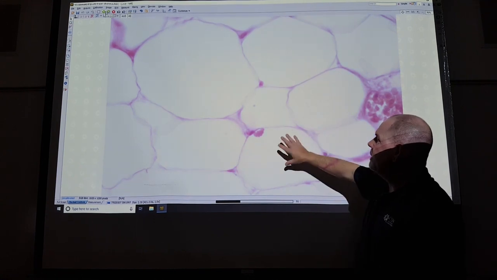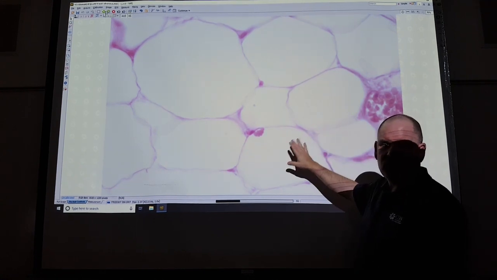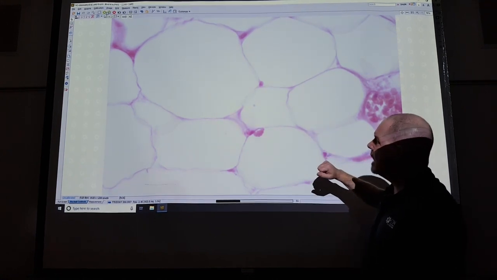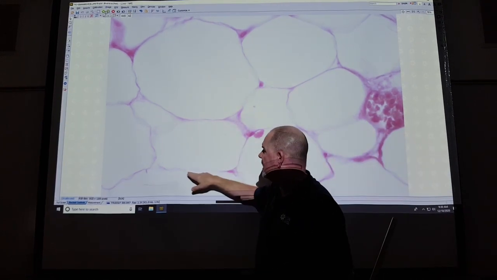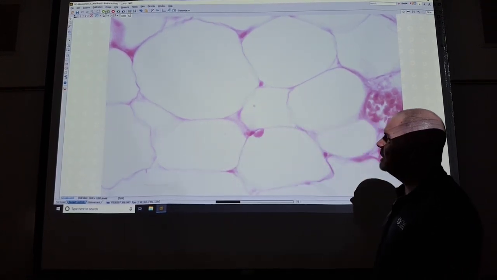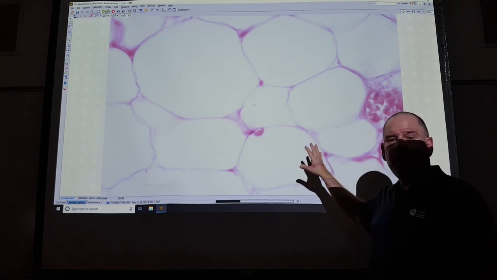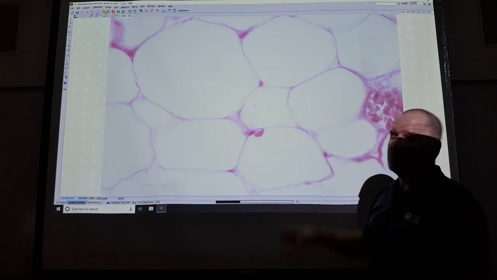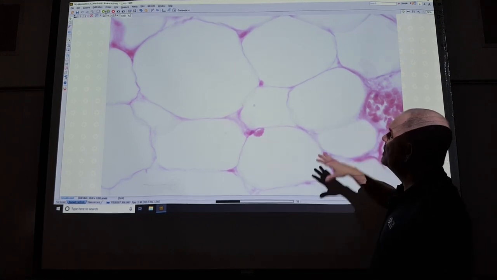This tissue is very difficult to see sometimes on a microscope slide because all you have are these thin cell membranes visible, but it always looks to me sort of like a collection of chicken wire, perhaps the honeycomb in a beehive.